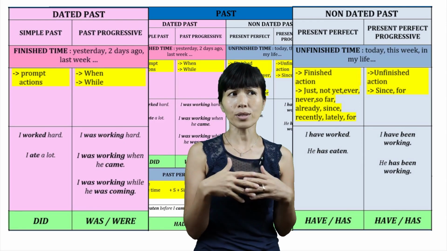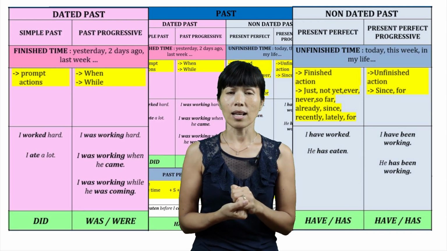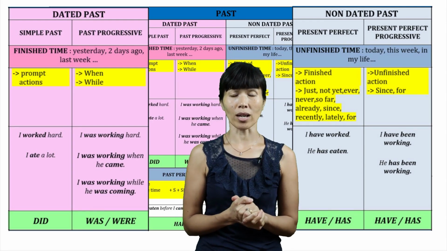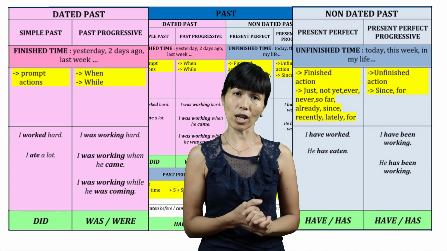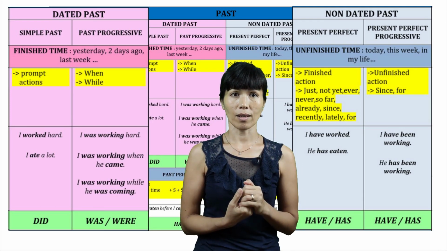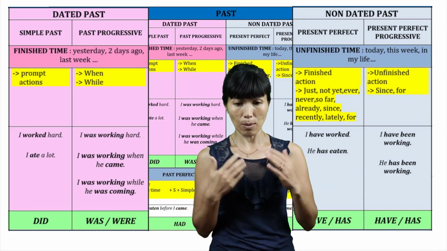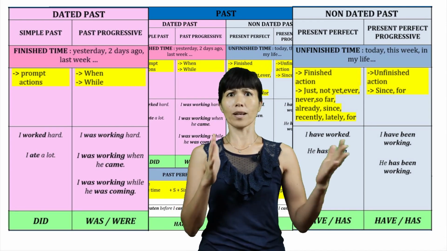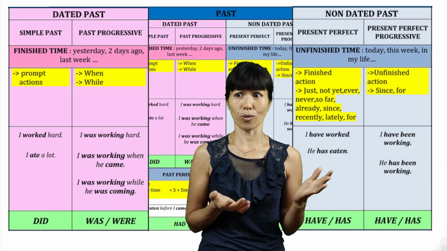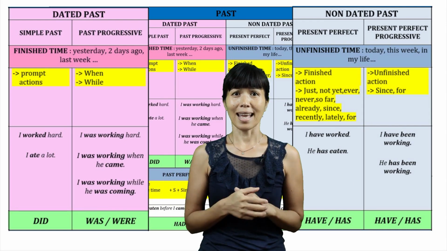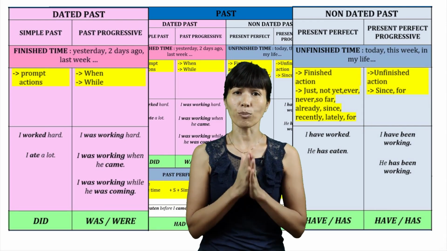Now, there's another little delicate point to understand. Sometimes you have probably heard, "I have worked for this company for 5 years." It's the same person speaking. Another day, the same person will say, "I have been working for this company for 5 years." Well, wait a minute. What is the difference between the present perfect and the present perfect progressive? Why is the person using both? Now, here you have to be very careful.